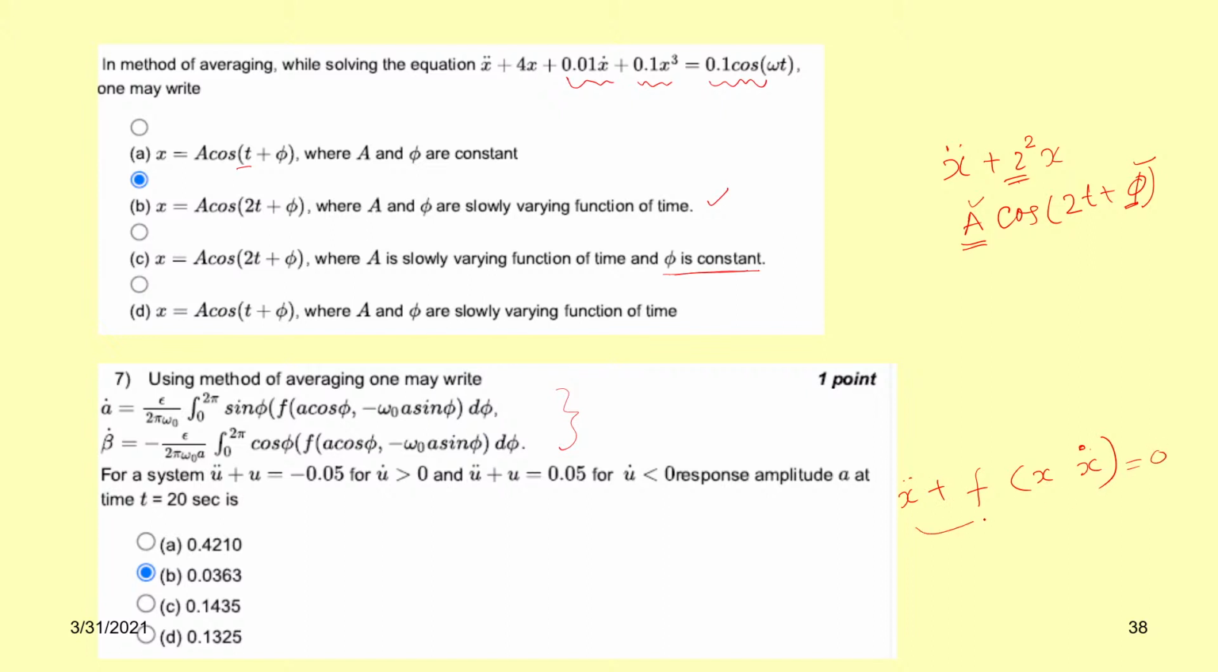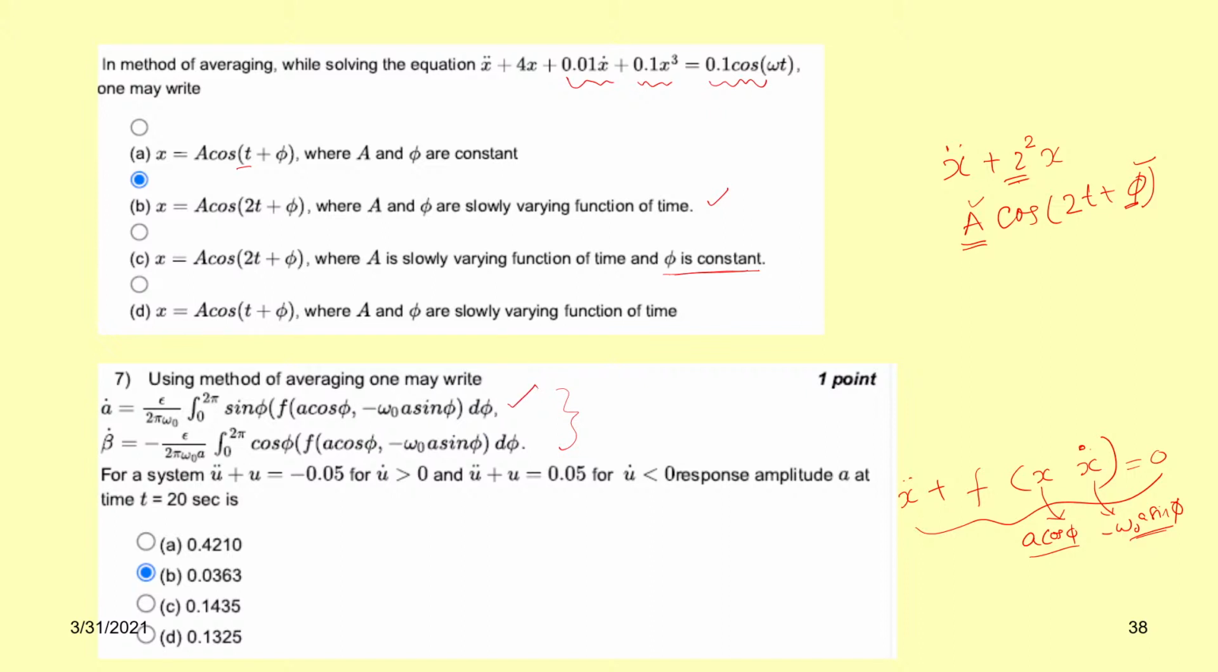If your equation is in this form, then what you have to do is replace this x by a cos phi, and replace this x dot by minus omega 0 a sin phi. This way you replace x by a cos phi and x dot by minus omega 0 a sin phi to get a dot. You multiply by sin phi and epsilon by 2 pi omega 0 and integrate it to get a dot.